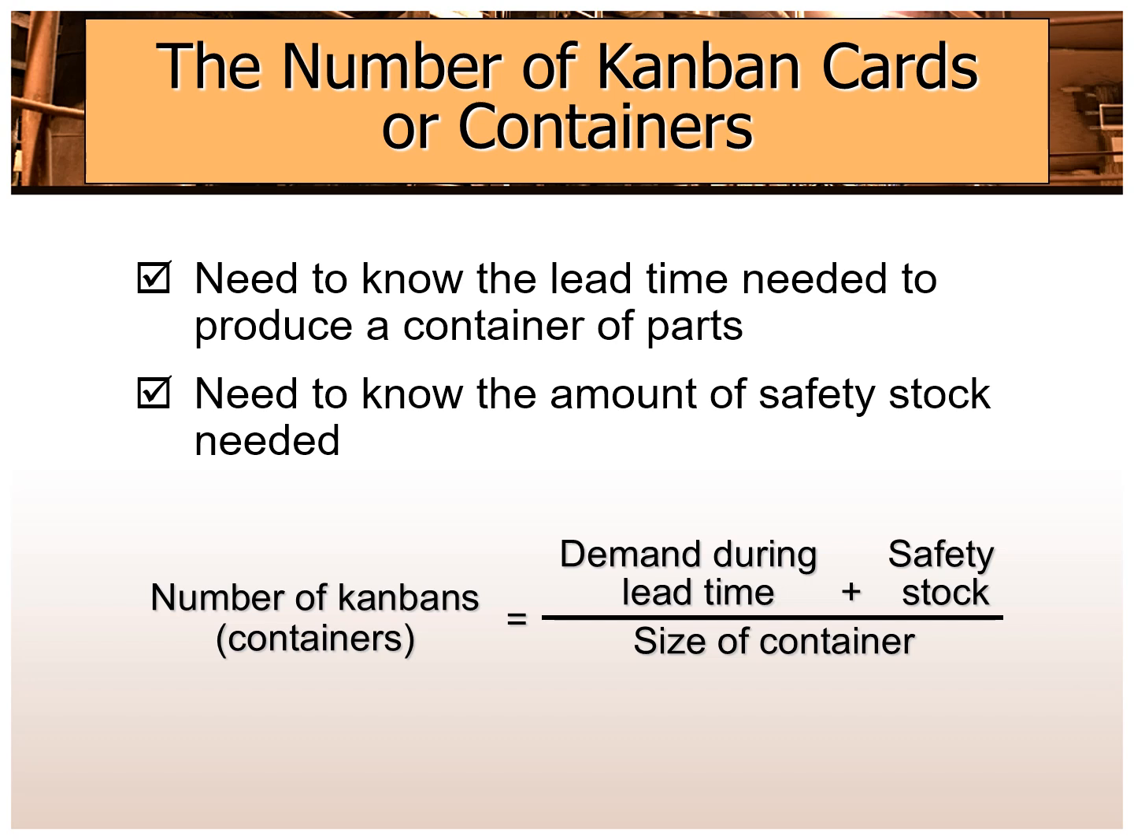So you need to know the lead time needed to produce one container of parts, and you need to know the amount of safety stock. Safety stock is making sure you have a little additional product on hand in case there's a defect or the customer makes an increase. So what you do is, how many Kanbans or containers do you need? You take the demand during the lead time plus safety stock, divided by the size of the container. How many parts are in that container box?